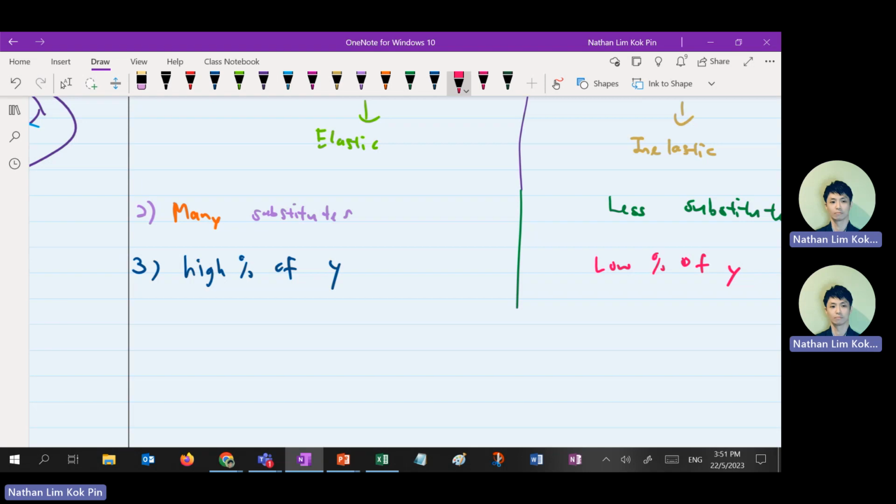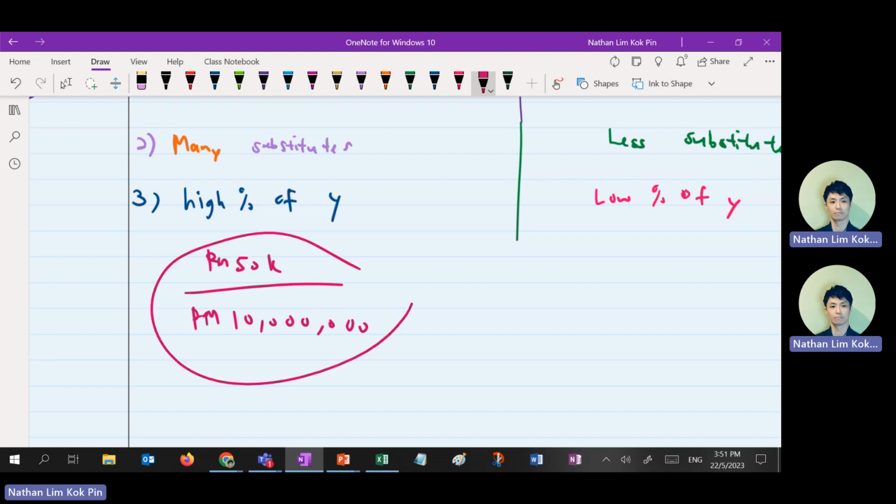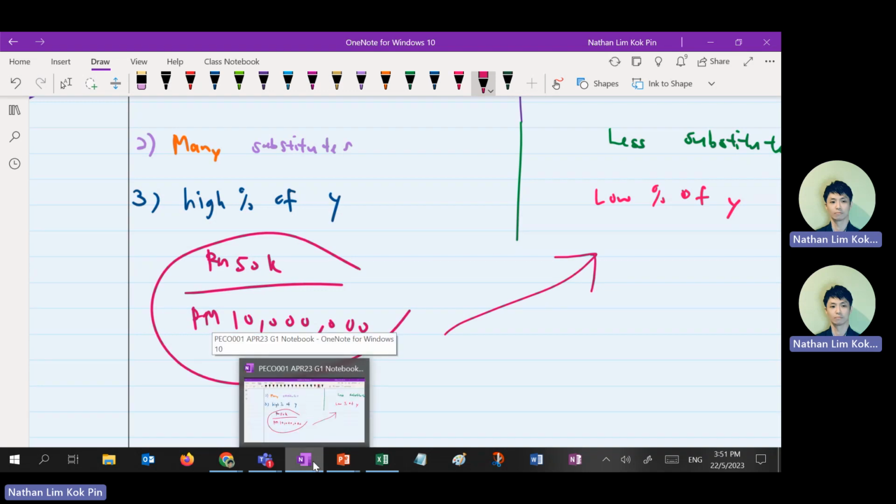Make sense or not? Do I need to explain further? Yes. For example, if the Switzerland trip just now is 50K, but I earn 10 million per month, this for me is a low percentage of income already. I will move it to here. I'm inelastic, even if they increase by 10%.